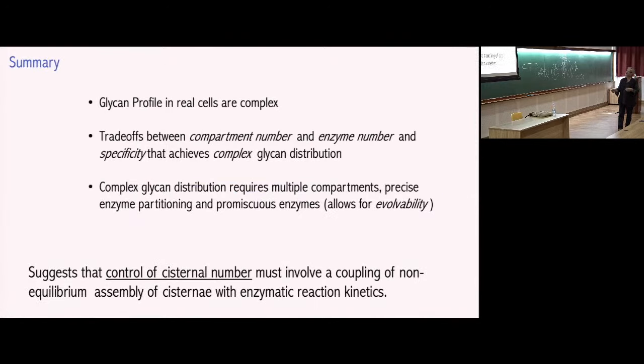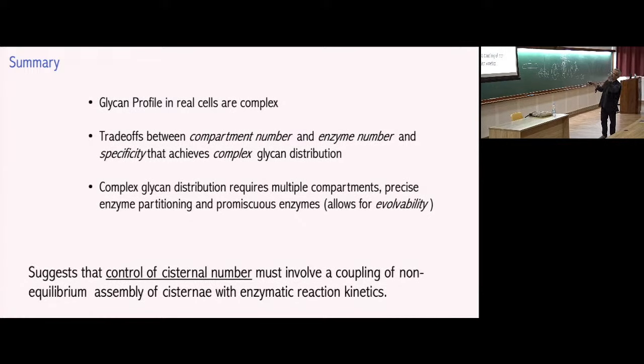So to summarize, I'd like to reiterate that the glycan profiles in real cells are highly complex. We had a definition of complexity in terms of the Gaussian mixture model. We studied the trade-offs between compartment number, enzyme number, and enzyme specificity that achieve this complex target distribution. Complex glycan distributions require multiple compartments, precise enzyme partitioning, and promiscuous enzymes. The latter allows for evolvability.